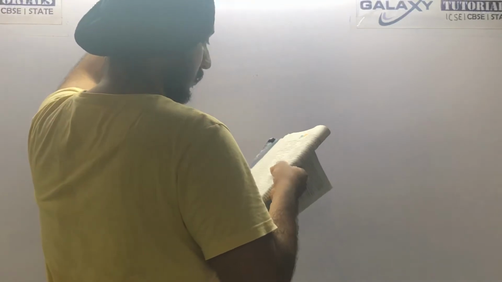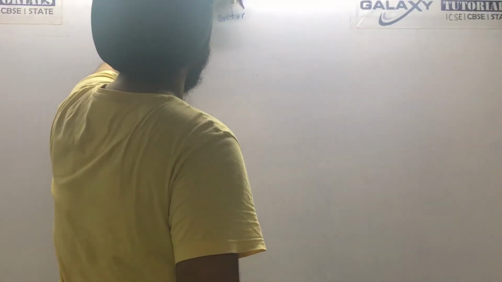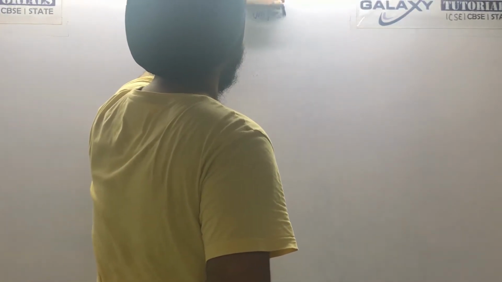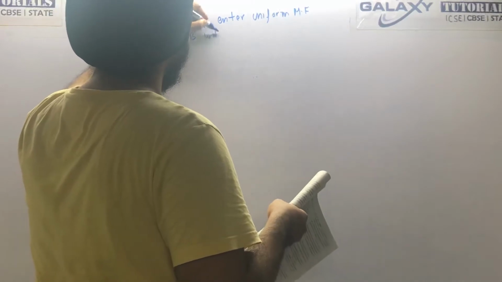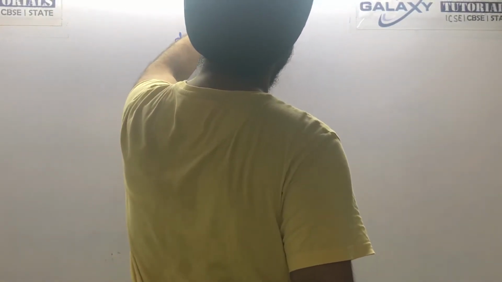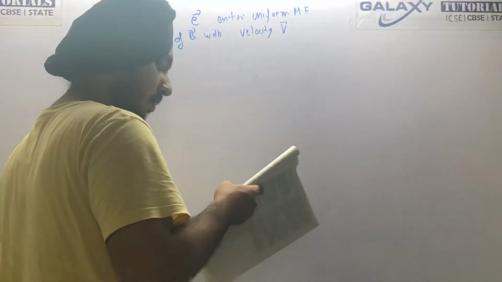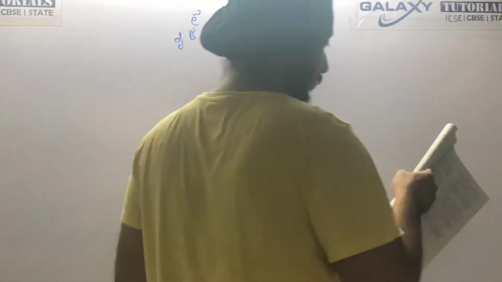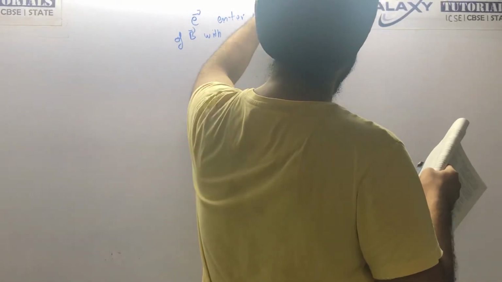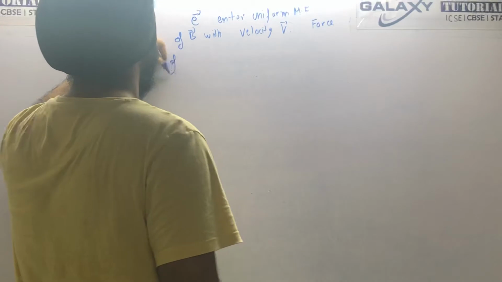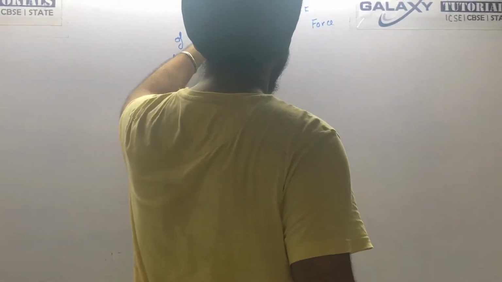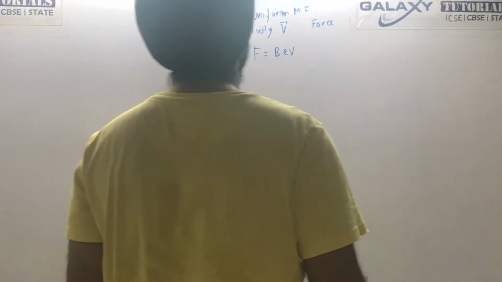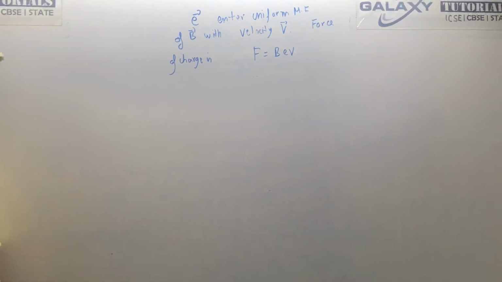So the next question is: an electron enters a uniform magnetic field of B with velocity V. What we have to do is find the force on the charge. The force on the charge is given by F is equal to B into E into V. Okay, this is what the force is given by.